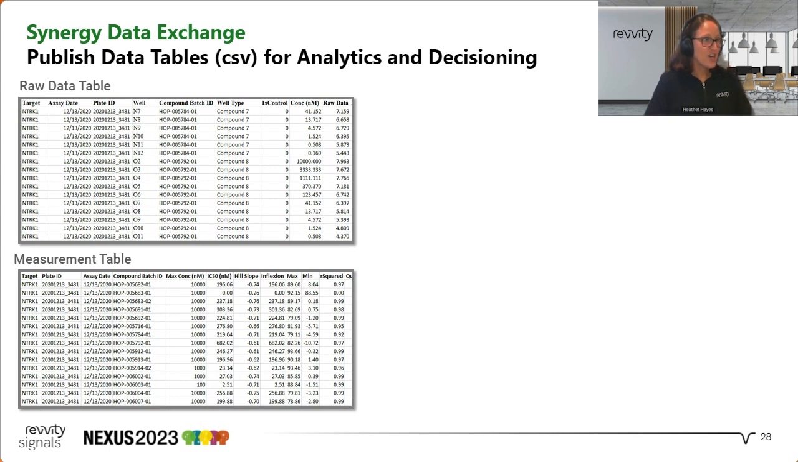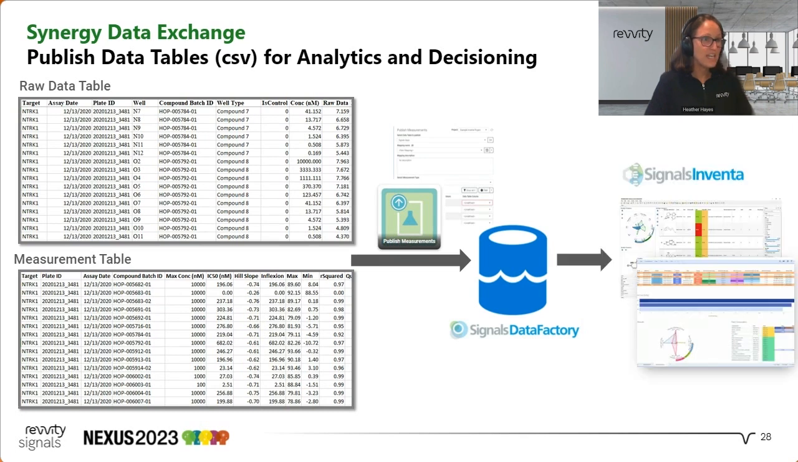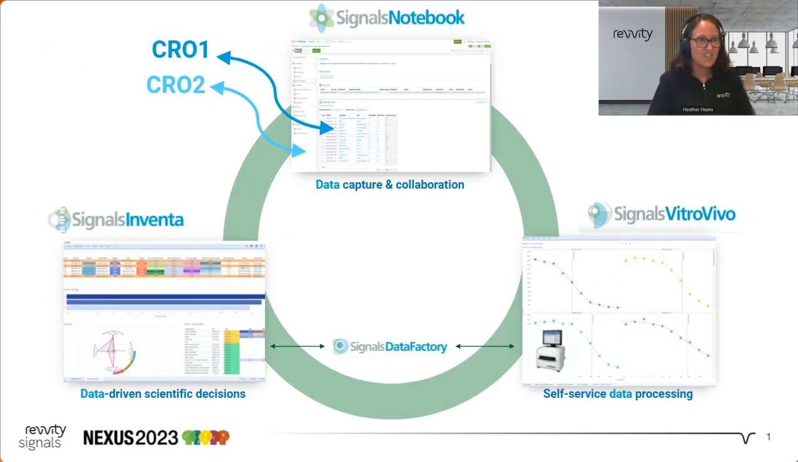So once you have these structured columnar data tables of your raw data and your key endpoints, these can be directly published into Signal's Data Factory for your downstream analytics and decisioning in Inventa, pulling together all of your internal assay data as well as your external assay data into one place for SAR analysis and candidate selection, all inside of Inventa without ever leaving the suite, without needing to bring on additional resources to wrangle these reports, to write custom code or do copying and pasting. The Synergy Data Exchange handles it for you.